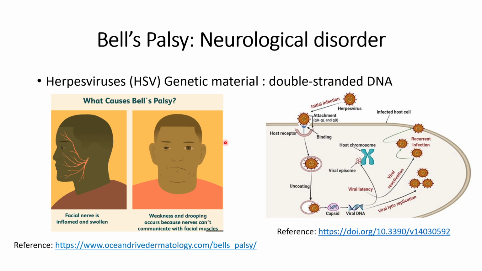So, what are the symptoms of this Bell's palsy? The facial nerve is inflamed and swollen. Or in this figure, we can see that half part of the body is paralyzed or weak, it is non-functional. The reason for this is that the muscle that is responsible for maintaining these reflexes is not functioning properly.